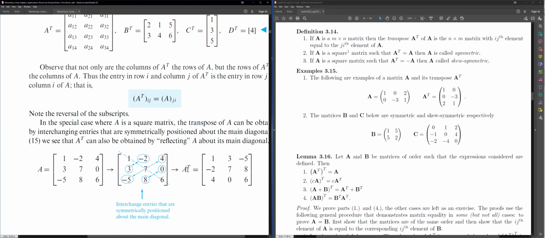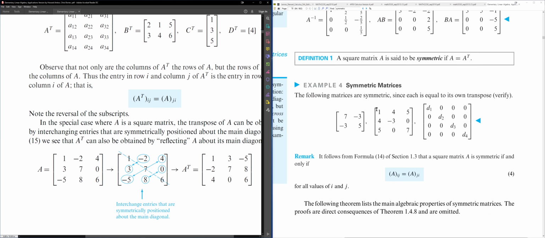If you look at A and A transpose here, the diagonal entries are the same, because you have 1, 7, and 6 in both. But A is not equal to A transpose, because if you look at the element in the second row, first column, it is not equal to the element in the second row, first column of A. So A transpose is not equal to A, and this matrix A is not a symmetric matrix.